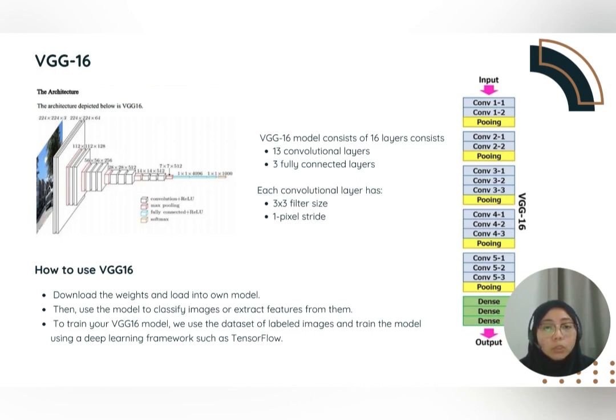So how to use VGG16? First, we can download the weights and load them into our own model. These steps are shown in the demo video. Then we use the model to classify images or extract features from them, and we can train our VGG model using a dataset of labeled images with a deep learning framework such as TensorFlow, which was used in this project.